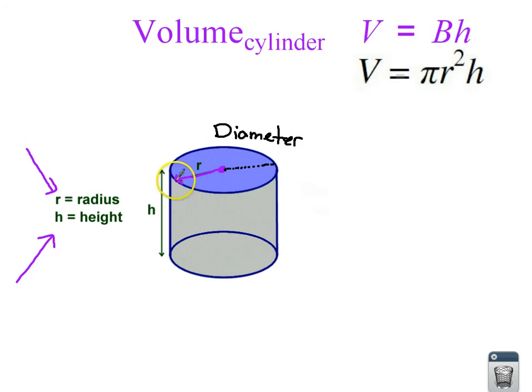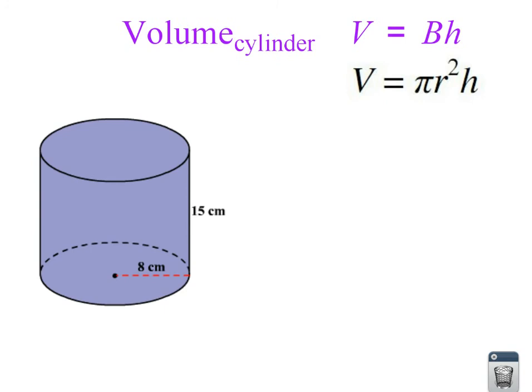So the diameter goes all the way across, and the radius is 1/2 of the diameter. That's going to be important when we get to our second example today. And the height is how tall the cylinder is, which is located right here. Okay, first example, finding the volume of the cylinder.